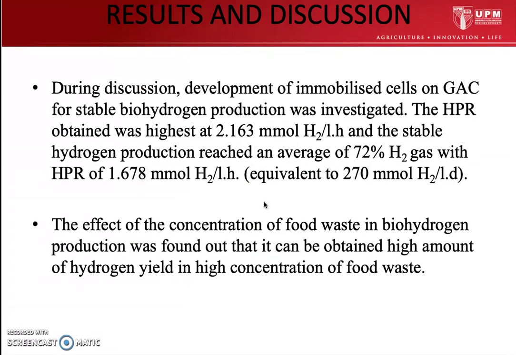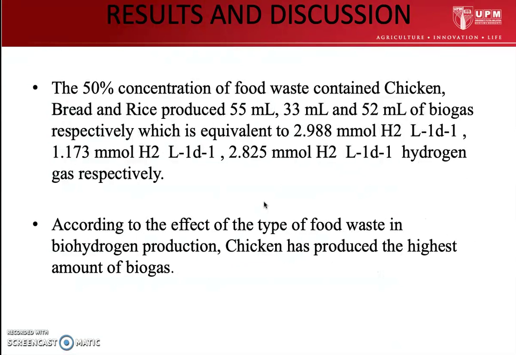For the results and discussion, the development of immobilized cells on GAC for stable biohydrogen production was investigated. The highest HPR obtained was 2.163, and the stable hydrogen production reached an average of 72% hydrogen gas with an HPR of 1.678. For the effect of the concentration of food waste on biohydrogen production, it was found that a high hydrogen yield can be obtained at high concentrations of food waste.